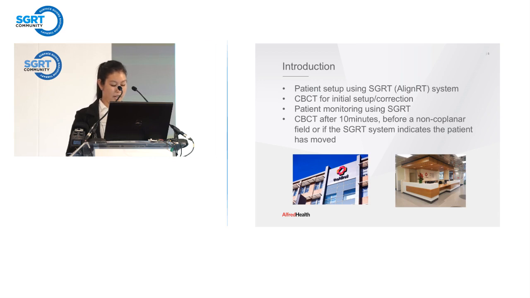This is to zero our position so that we can tell if the patient's position has changed from this point. Then a repeat cone beam CT is taken every 10 minutes before any of our non-coplanar fields, or if the SGRT system indicates that the patient's position has changed. Our tolerance for re-cone beaming these patients is 2 mm and 2 degrees.